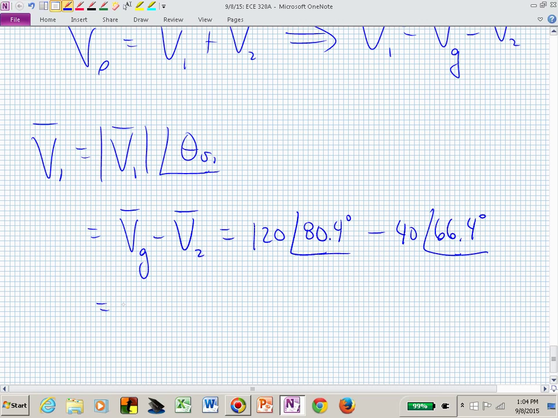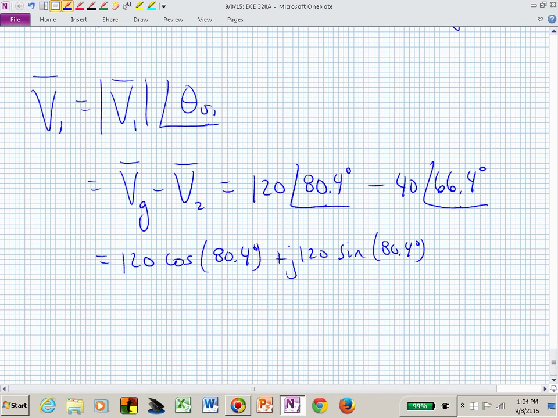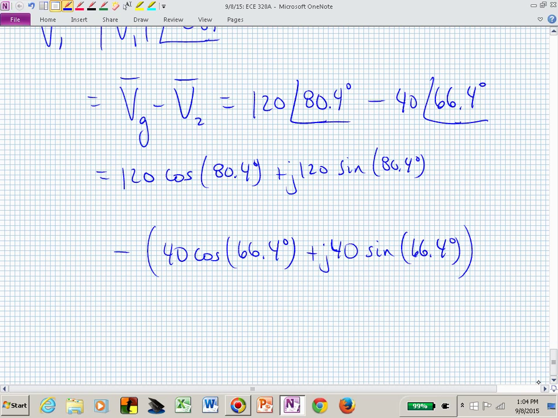And you could plug that into your calculator, or you could do the expansion yourself. There's V sub G, just using Euler's relationship for V sub G. And now we need to subtract from that Euler applied to the second load's voltage. And if you do that algebra, combining the real pieces and the imaginary pieces, you end up with V1 in rectangular form being 4 plus j 81.7.